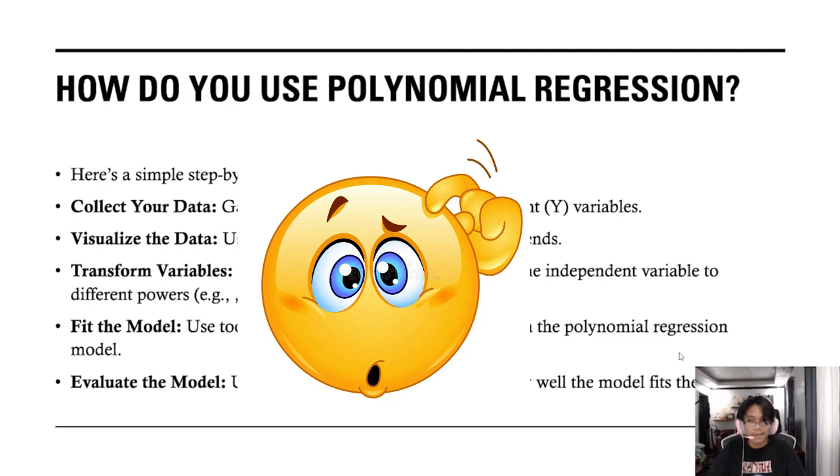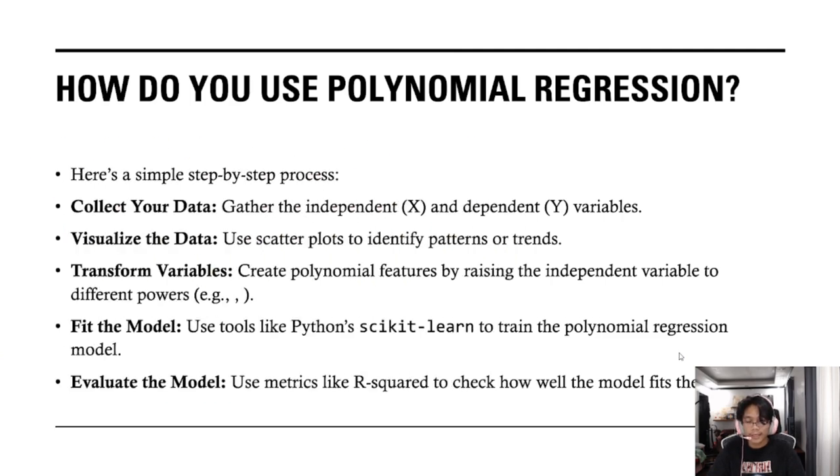How do you use polynomial regression? Here is a step-by-step process. First, you need to collect data. Gather the independent variable, which is x, and dependent variable y. Visualize the data. Use a scatter plot to identify patterns or trends.